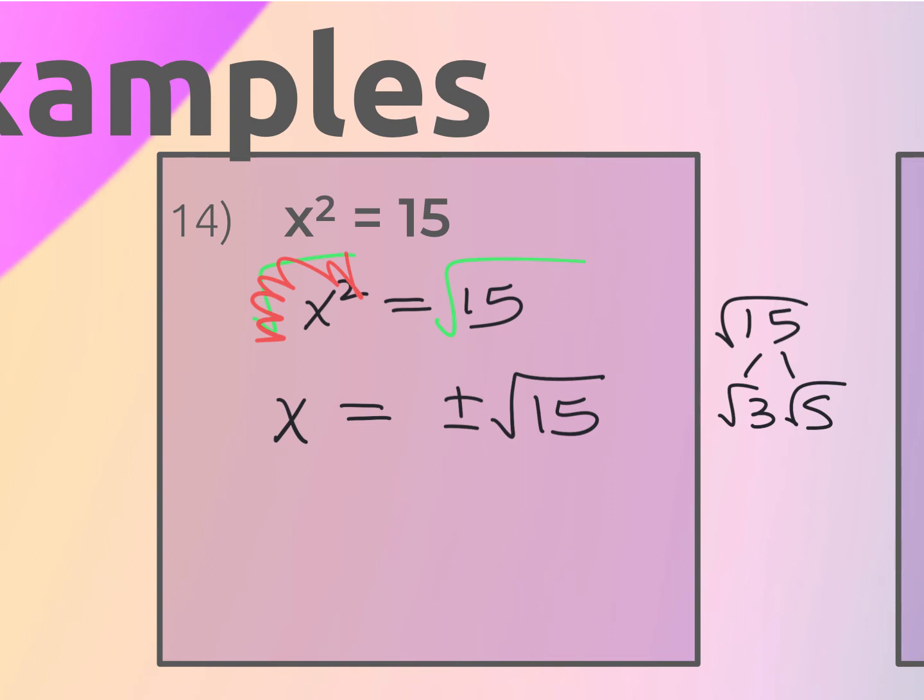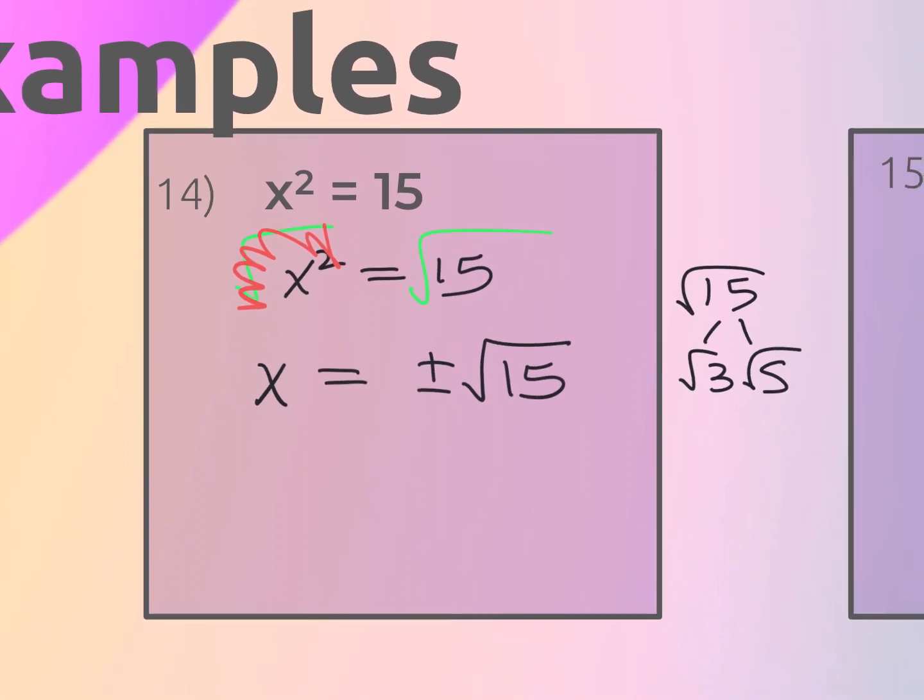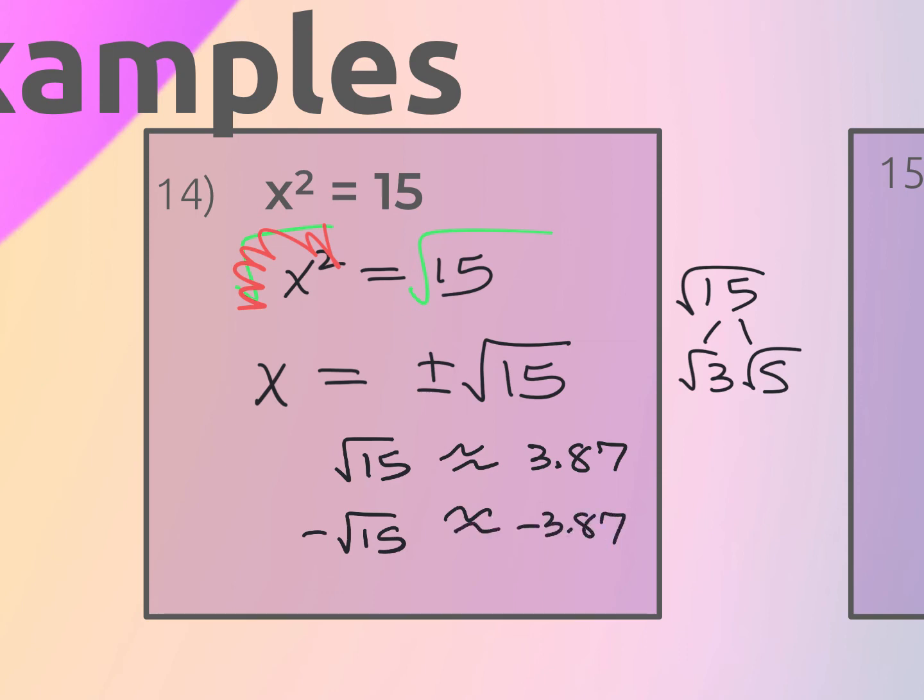Next one. So in WebAssign, it's going to ask you to enter probably positive square root 15, negative square root 15, and then it's going to ask you to evaluate and find the square root of 15. I think it's to two decimal places. So this is going to be 3.87, and this will be negative 3.87.